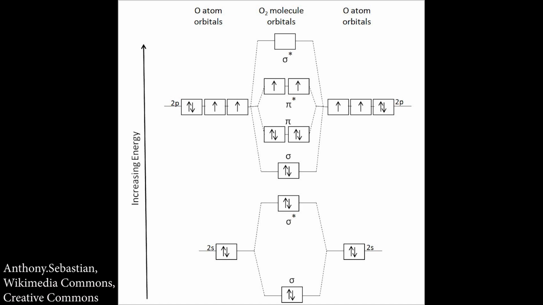But the pi star has an opening. So the lowest energy transition to make here is to promote an electron from pi to pi star. And that is going to be the most common transition in UV-vis spectroscopy: a photon comes into a molecule and excites an electron from pi to pi star. It's certainly possible to excite from sigma to pi star, or even from sigma to sigma star, or pi to sigma star. But the most common is going to be pi to pi star transitions.